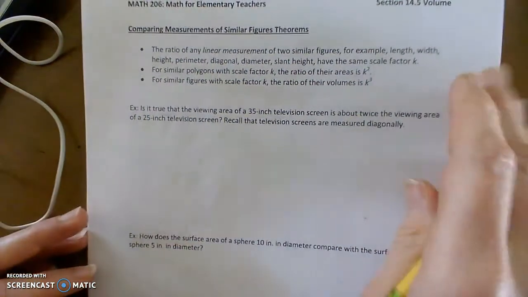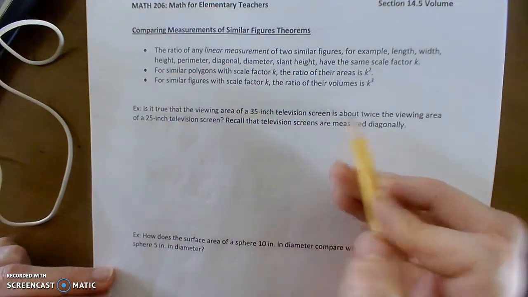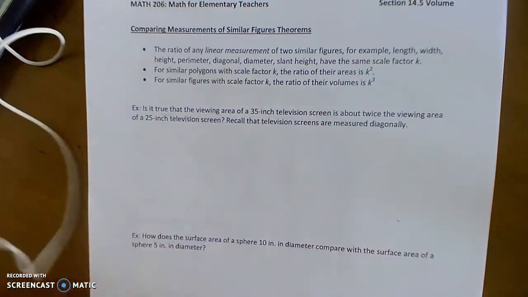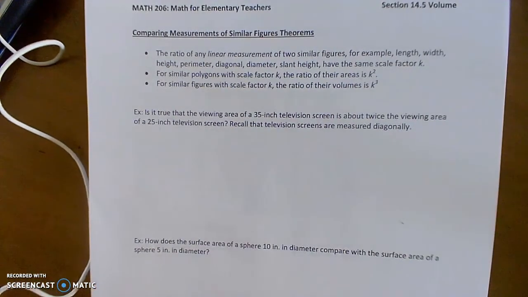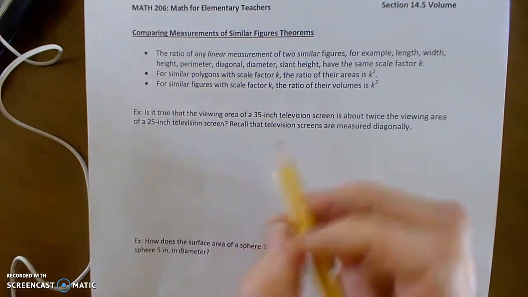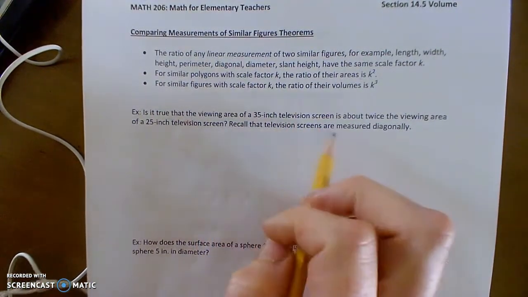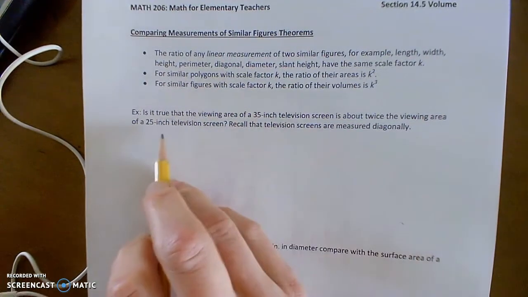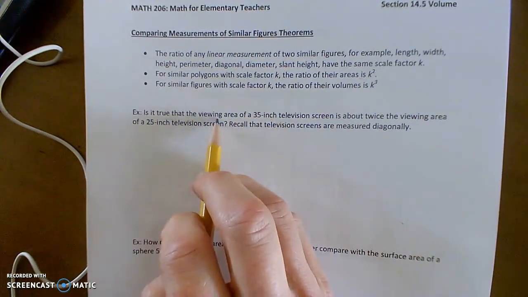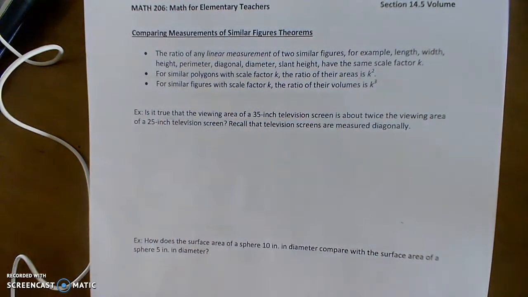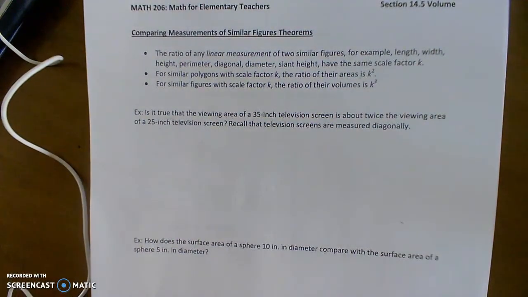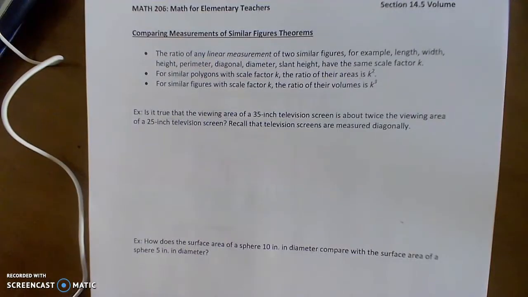Is it true that the viewing area of a 35-inch television screen is about twice the viewing area of a 25-inch television screen? So a few things we need to know. What does it mean to have a 35-inch television screen? These things are measured diagonally. And what do you call the viewing area? Would that be the area of the screen, so the area of that rectangle, right? Right. And the other thing that we should know is that all televisions should be similar rectangles, meaning the ratios of the sides are the same.